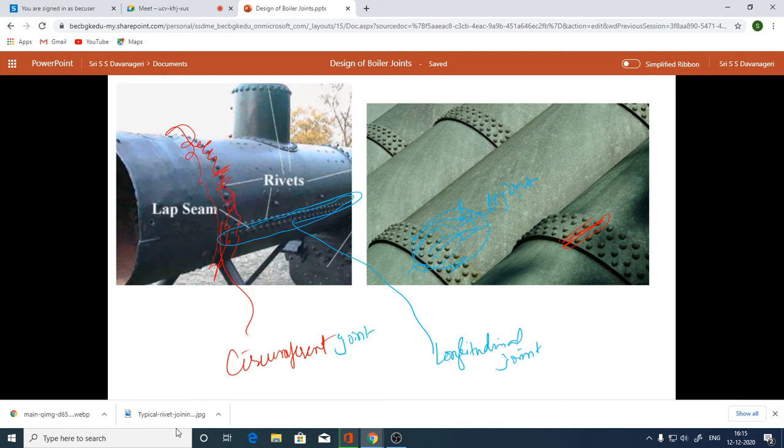Now they have gone for a circumferential joint. But especially for boiler design, the circumferential joint is a lap joint. The longitudinal joint is a butt joint. You can look in the data handbook.